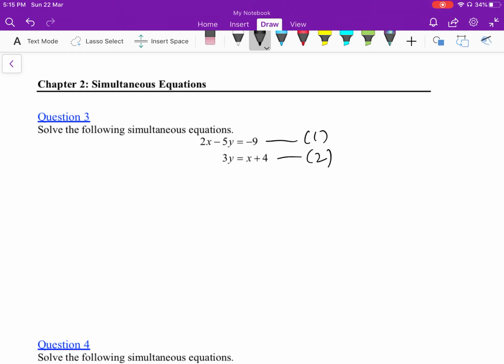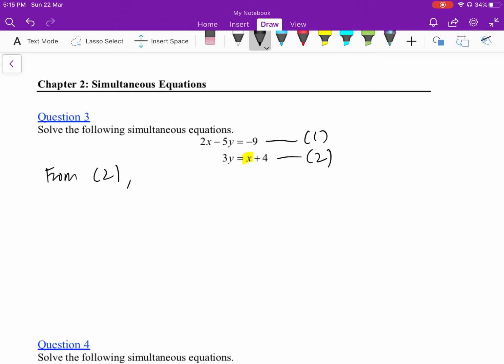In your equation 2, you realize you have 3y equals x plus 4, and here I have a single x, which means 1x. With 1x, it seems easy for me to make x the subject, and hence I can use the substitution method.